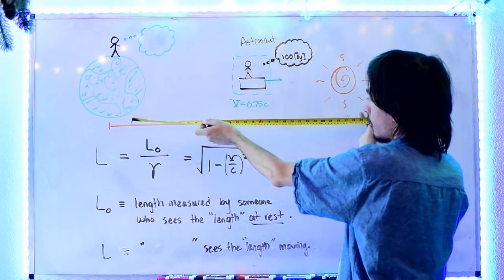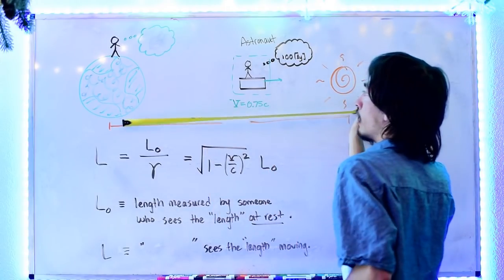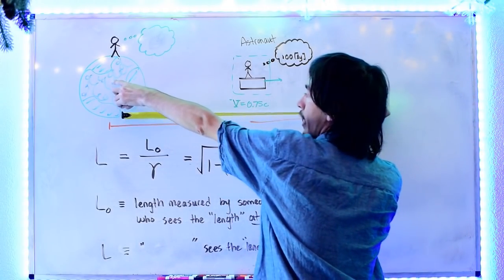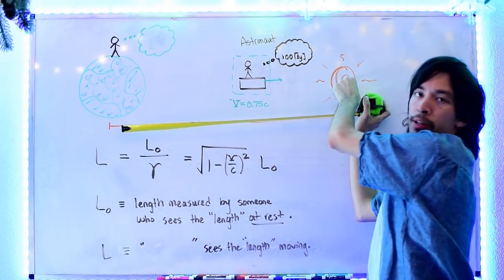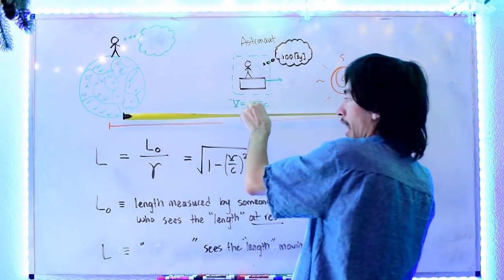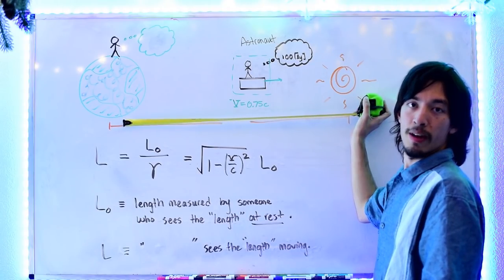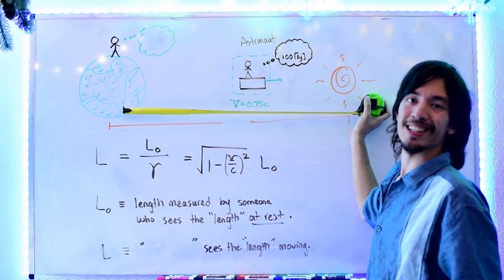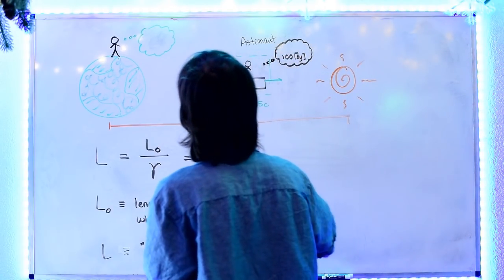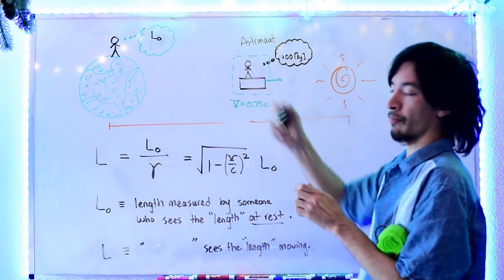So, for instance, for the person on Earth, they do not move relative to the star at all. So in other words, when this person looks at this length right here, they don't see the length moving. So therefore, they measure the rest length, L naught. Okay, so I'm claiming that this will be L naught, whatever they measure.